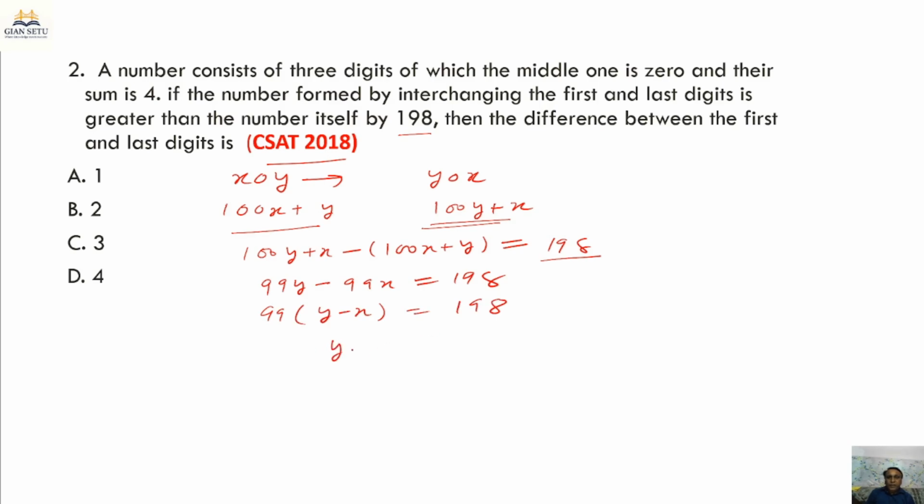Now y minus x is equal to 2. Okay, 198 divided by 99, it will be 2. So the difference between the digits is 2 here. Now let's move to question number 3.